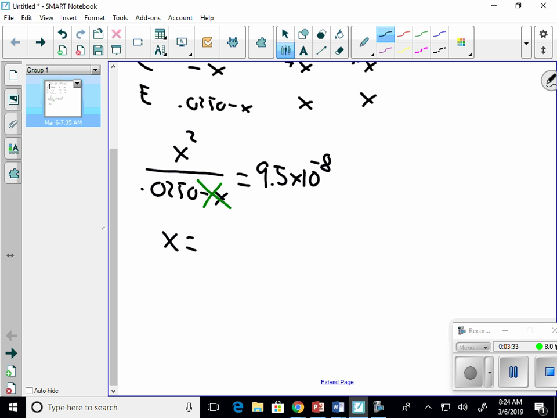Again, if we just speed this up a little bit, I'm going to give you the x value. Hopefully you're comfortable with isolating the variable when you have x squared over 0.025 equaling something. So the x value for this is 4.87 times 10 to the negative 5th.